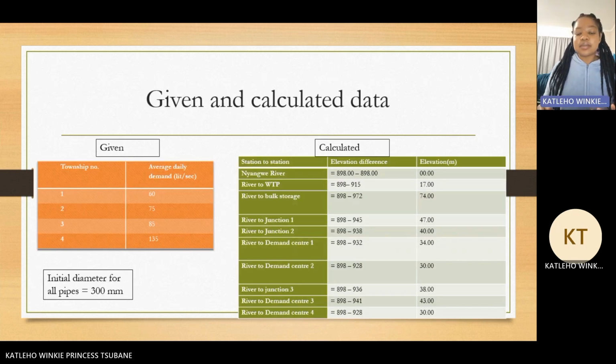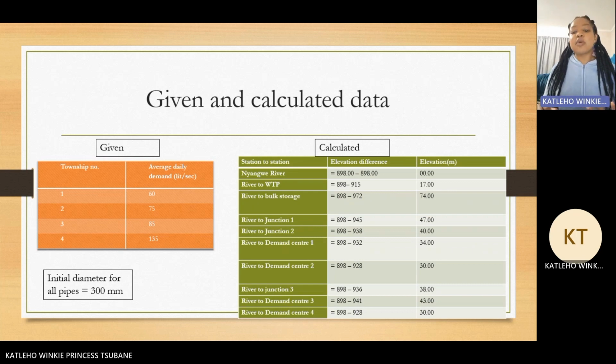Before I did my design, there was some data that was stipulated in the project. For instance, I was given my demand for all the 4 townships. The average demand for the first township was 60 liters per second. The second daily demand was 75 liters per second. The third was 85 LPS, and the fourth was 135 LPS.